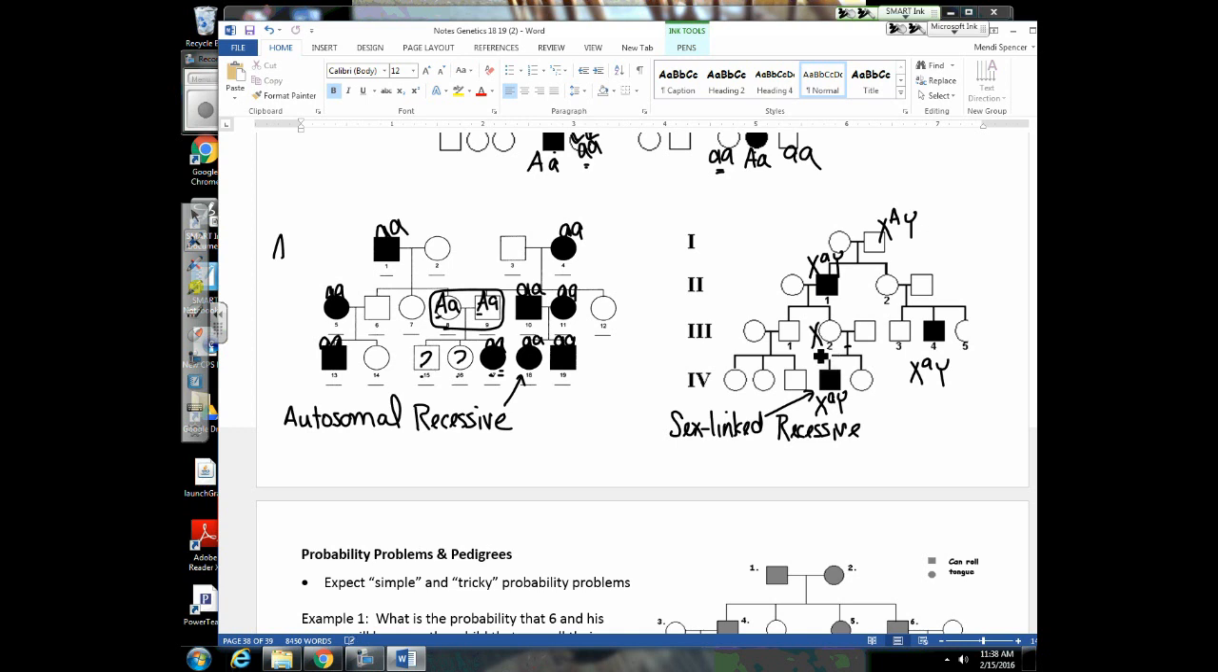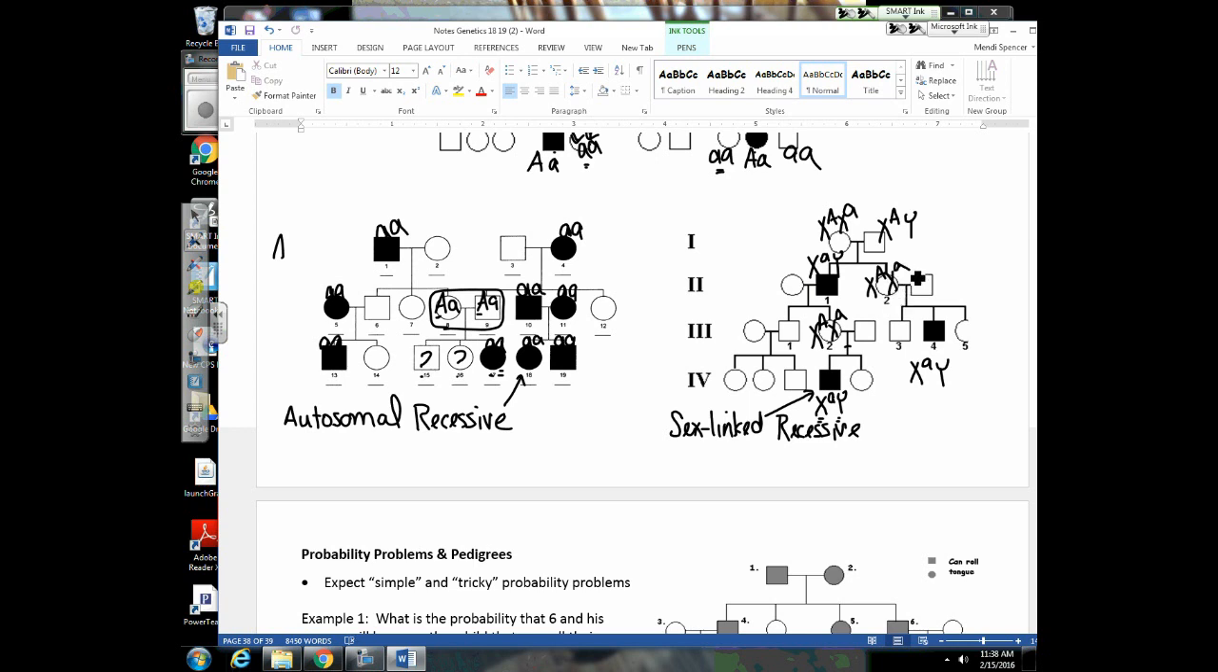So this mother would be heterozygous because she gives the X to her son. Dad passes on the Y. Here's another mother of a son who has it. And here's another mother of a son who has it.